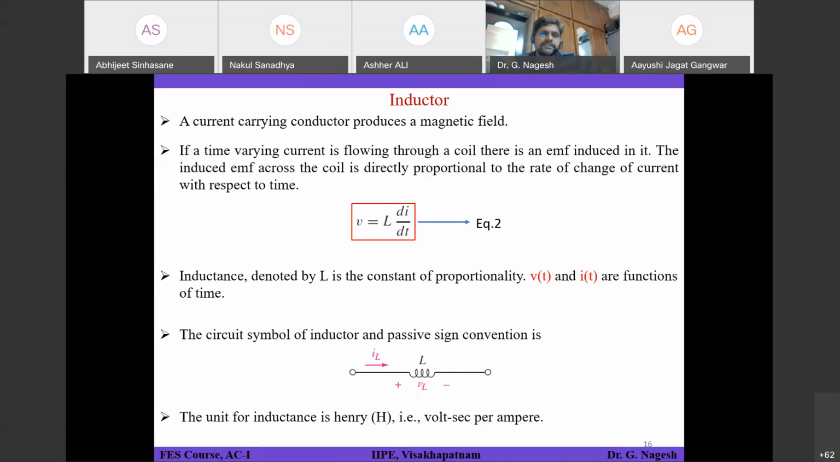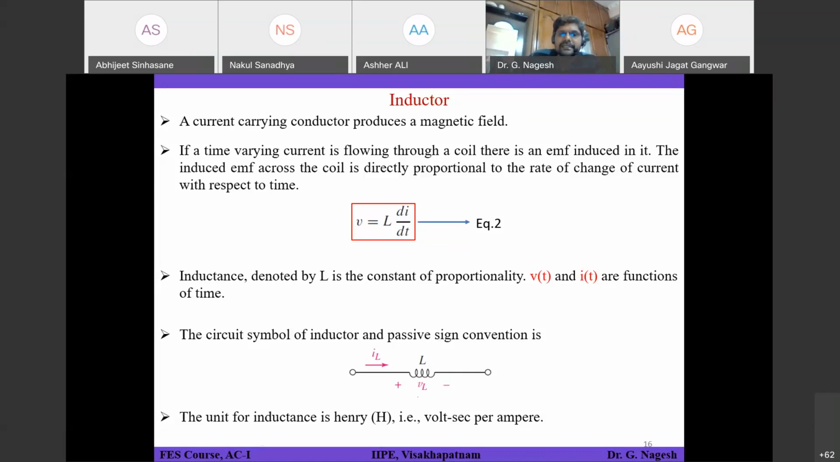Seeing the expression V is equal to L into di by dt, if the current is constant, that means I apply a DC current, IL is equal to some constant value. So what will happen to V? Voltage V is zero. It means it behaves like a zero resistance wire. The V is equal to I into R, so it is almost like a zero resistance.